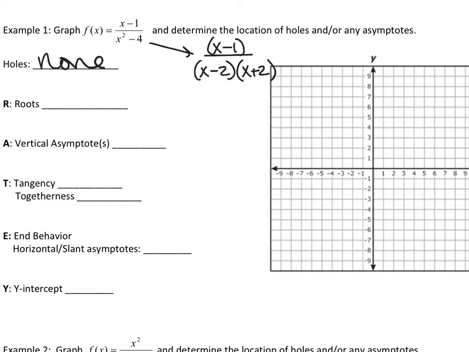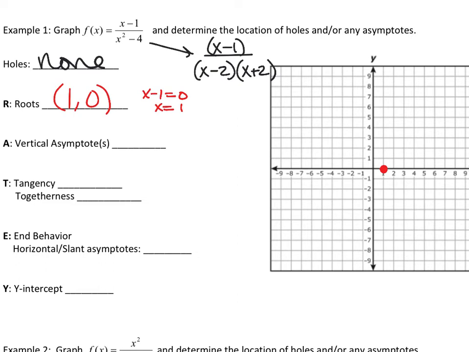But we can find the roots. Now remember, the roots are when you set the numerator equal to 0. Quick little zero product property there, solving for x, tells me that I'm going to have a root for this function at (1, 0). Boom. There's my root.